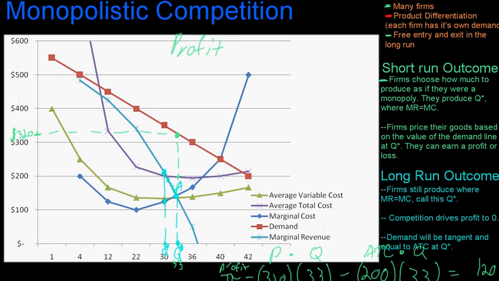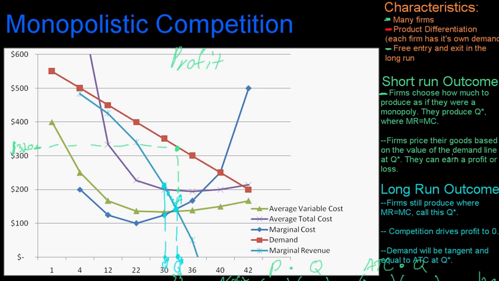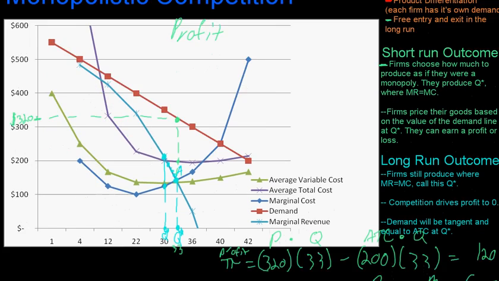I'm just going to go back over the short run and long run conclusions one more time, just to cement them in your brain. So firms choose how much to produce as if they were a monopoly, and so they produce where marginal revenue is equal to marginal cost. And then they price their goods on the value of the demand line at Q star. So you just go from Q star directly up to the demand line, and then over to price, and that's where you get the price that they charge. And in the short run, they can earn a profit, which is what we've detailed up top, or a loss, which is in the bottom left.